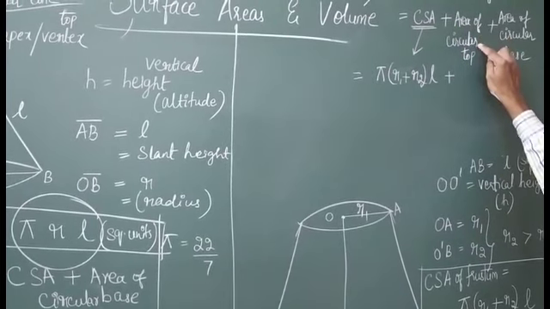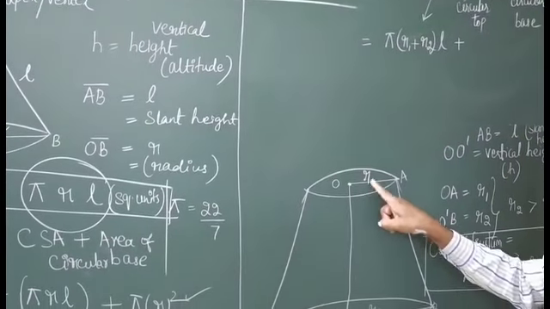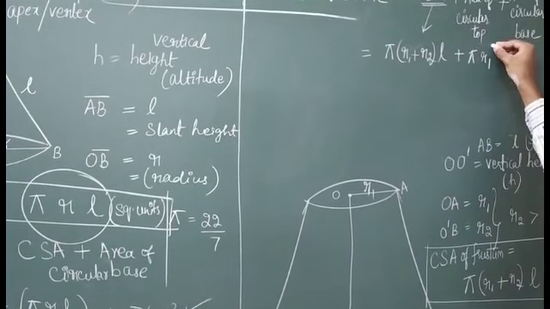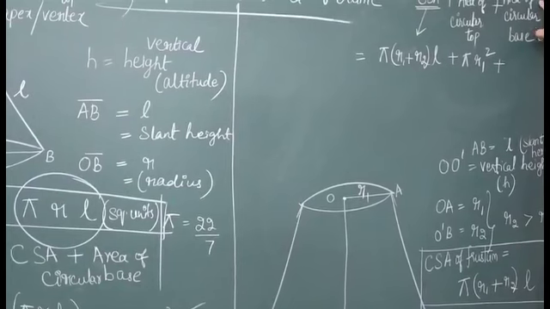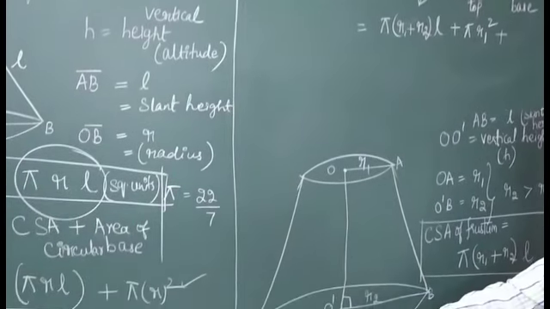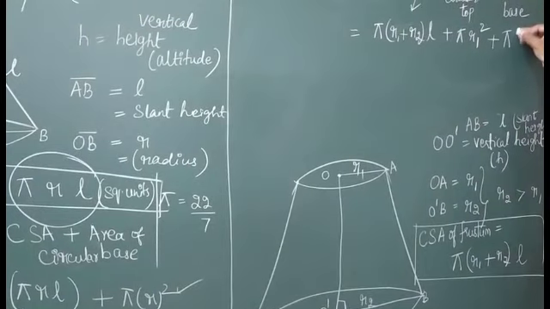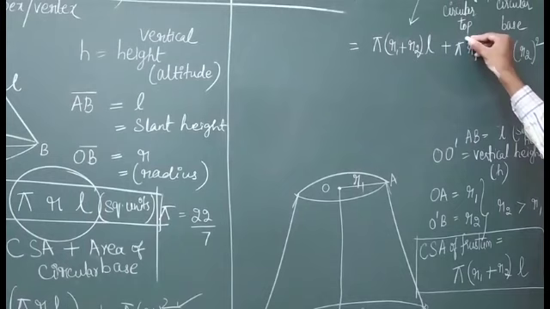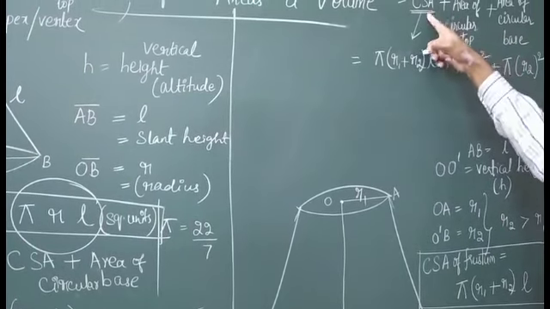Followed it? So this is my curved surface area. Area of the circular top: the area of a circle is pi r square, and here the radius is R1, so it is pi R1 square. Then the area of the circular base is again pi r square, here the radius is R2, so pi R2 square. So pi R1 square plus pi R2 square plus CSA.